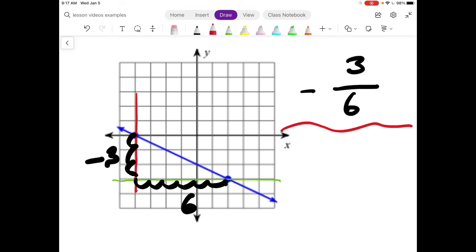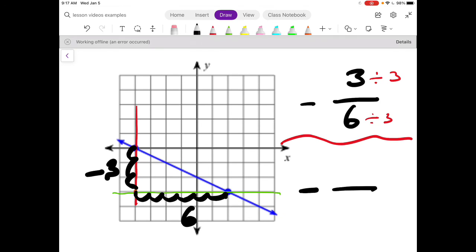What's the largest number that will go into both 3 and 6? Well, we know that it's the number 3. So we'll divide 3 by 3 and 6 by 3. Now, we already know our slope is going to be negative, so that won't change. 3 divided by 3 is 1. 6 divided by 3 is 2. So the slope of this line is down 1, right 2.